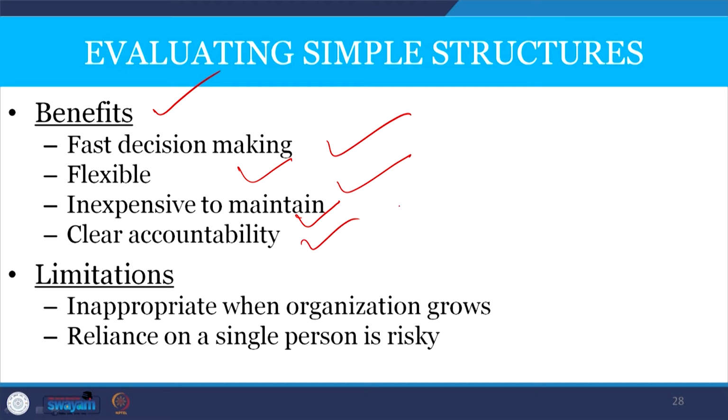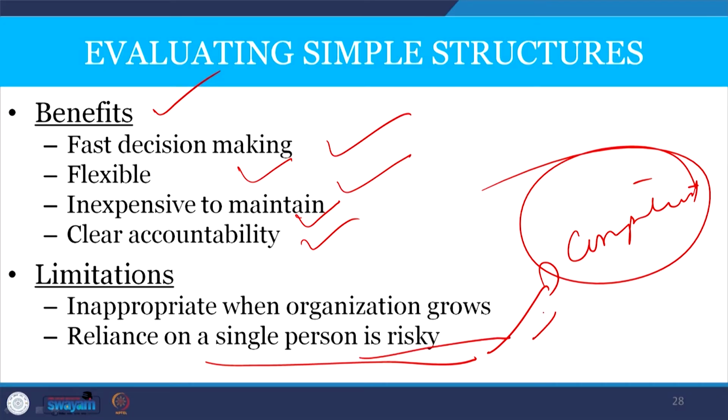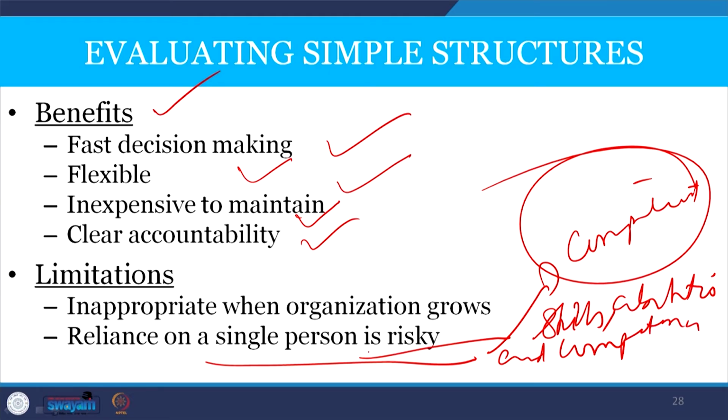Limitations are that it is inappropriate when the organization grows. Reliance on a single person is risky, because one person may not be competent in performing all the tasks. So, depending on the skills, abilities and competencies of a single individual is a very risky venture.